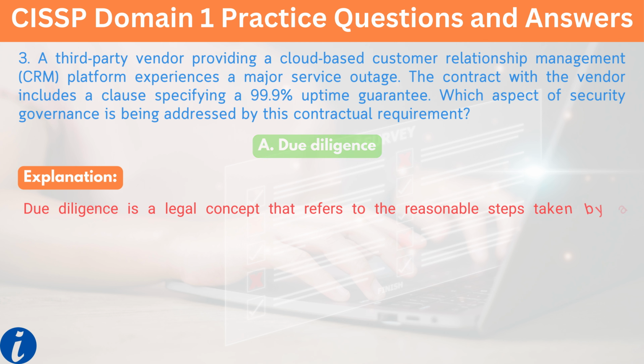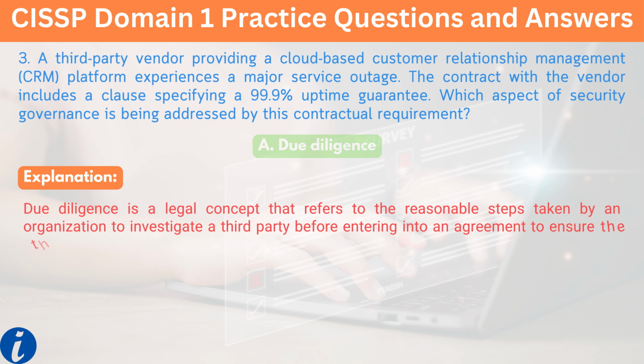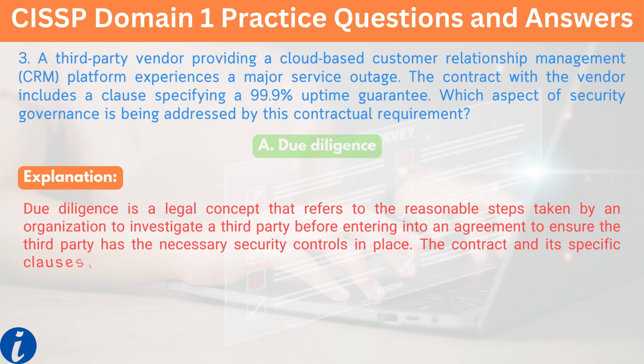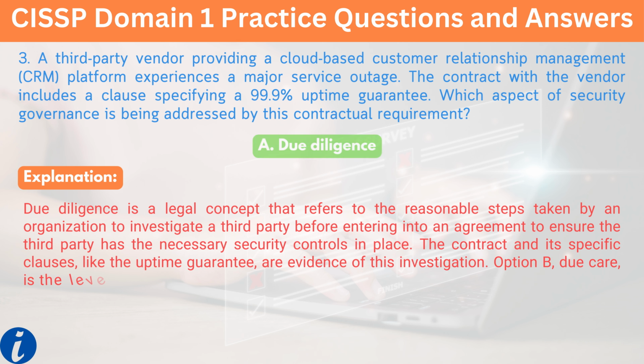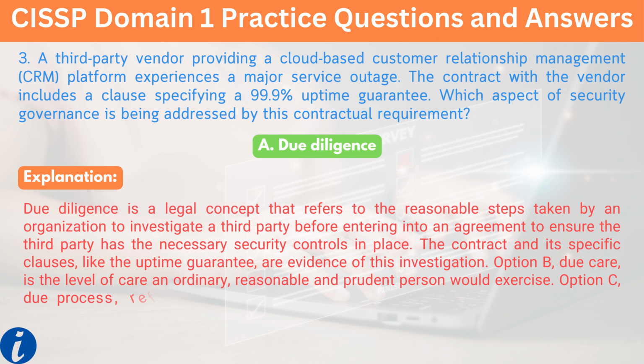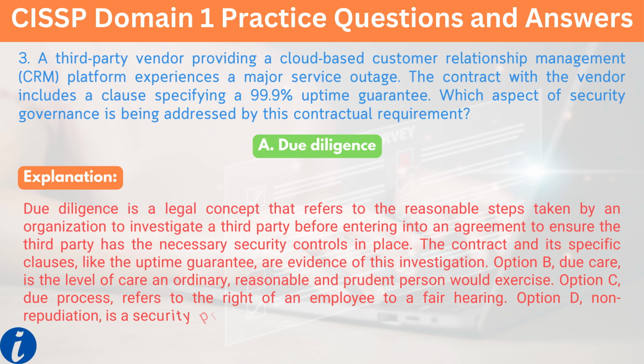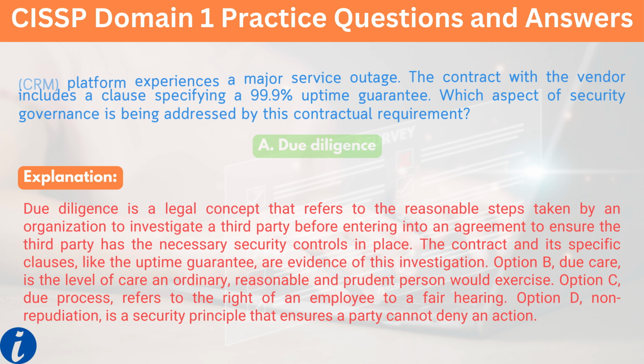Due diligence. Explanation. Due diligence is a legal concept that refers to the reasonable steps taken by an organization to investigate a third party before entering into an agreement to ensure the third party has the necessary security controls in place. The contract and its specific clauses, like the uptime guarantee, are evidence of this investigation. Option B. Due care is the level of care an ordinary, reasonable, and prudent person would exercise. Option C. Due process refers to the right of an employee to a fair hearing. Option D. Non-repudiation is a security principle that ensures a party cannot deny an action.